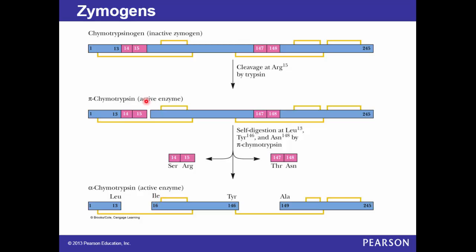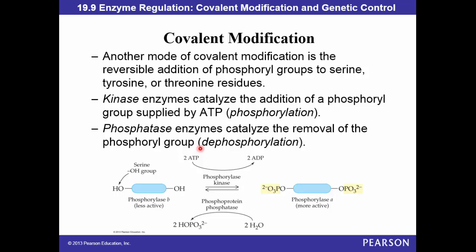Notice here that after the first cleavage at isoleucine 16, the amino group with positive charge forms an ionic bond with the aspartate 196 residue at or near the active site, and this is important for the activity of the enzyme, whereas in chymotrypsinogen there is no such ionic bond. That's why it does not bind the substrate. This is the explanation.